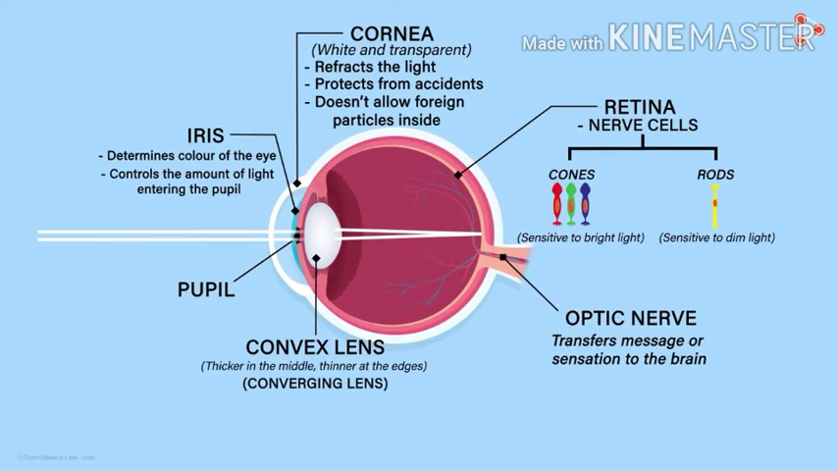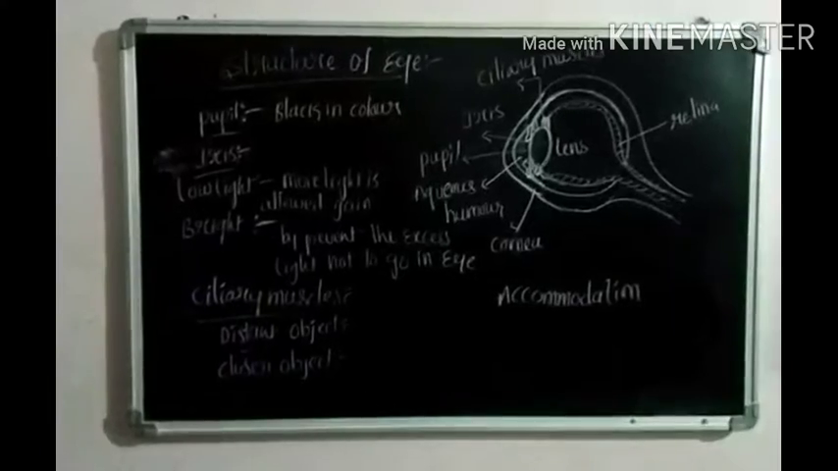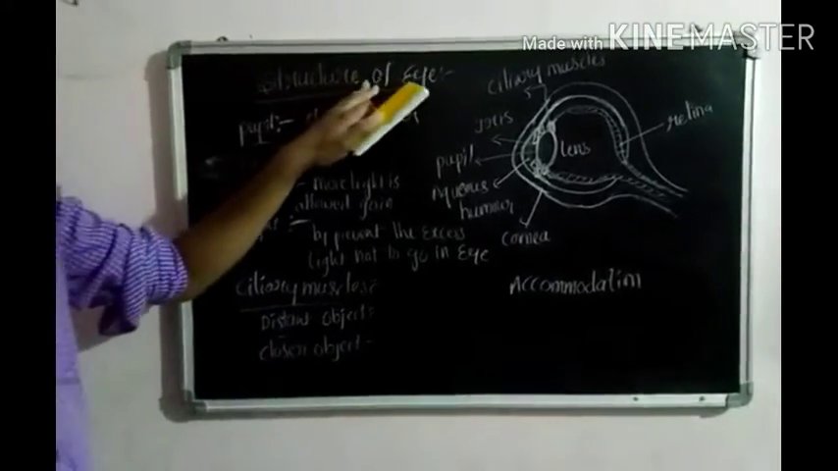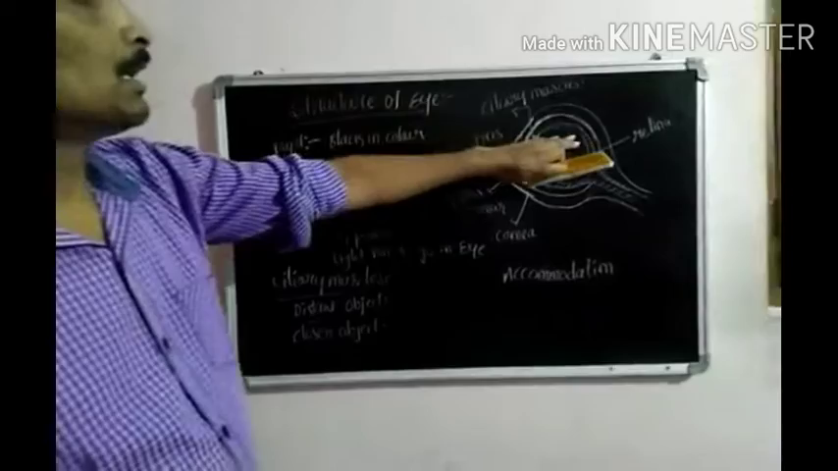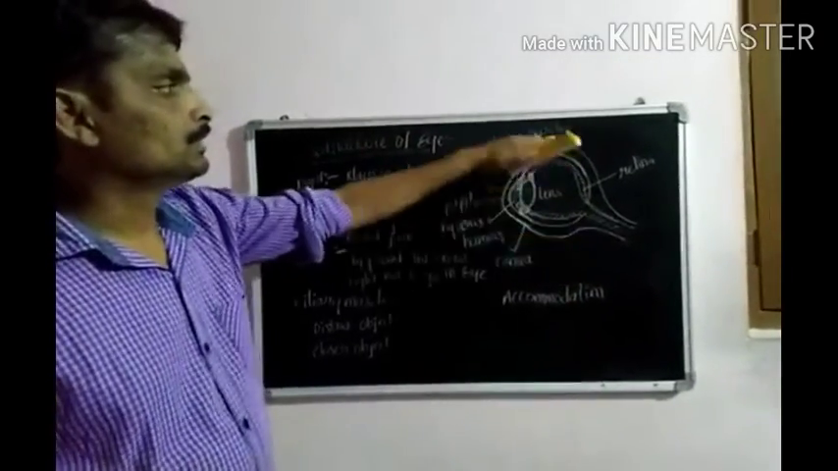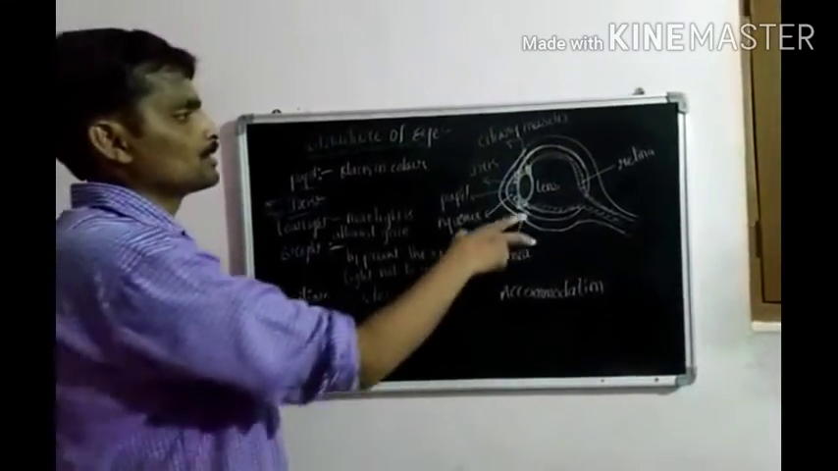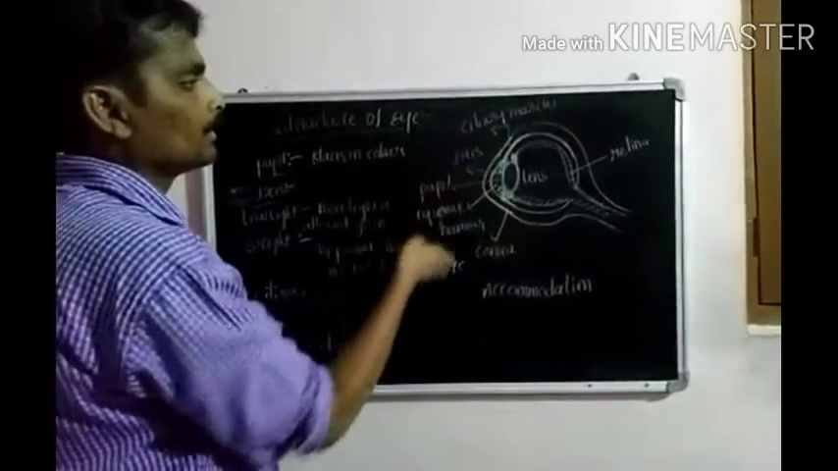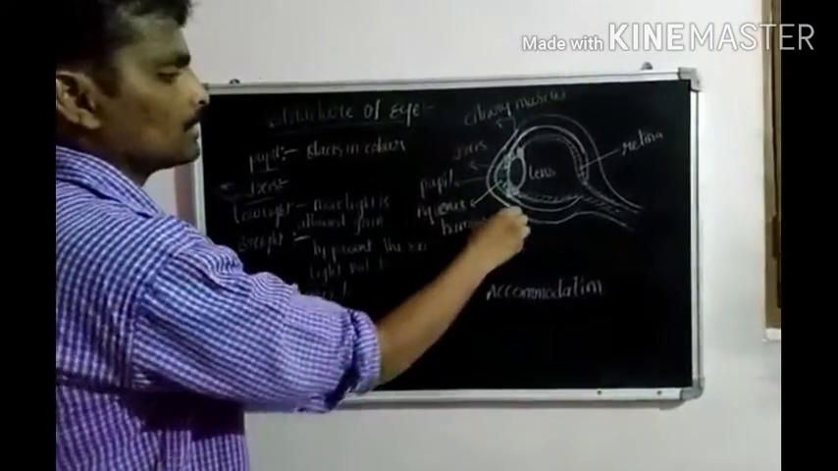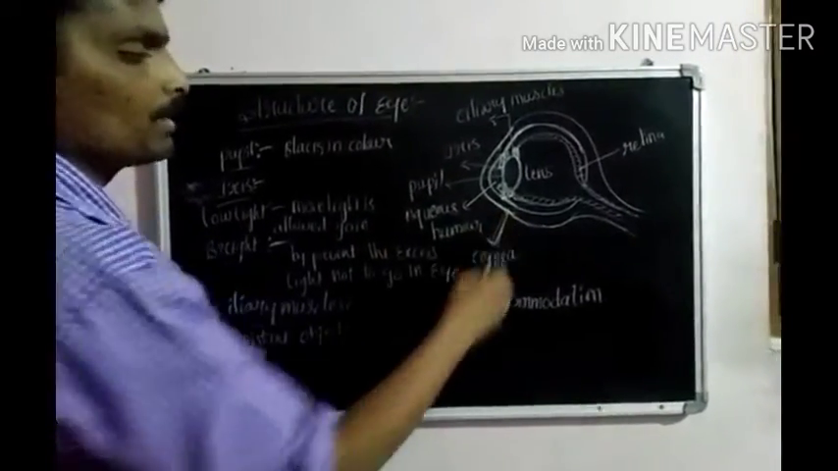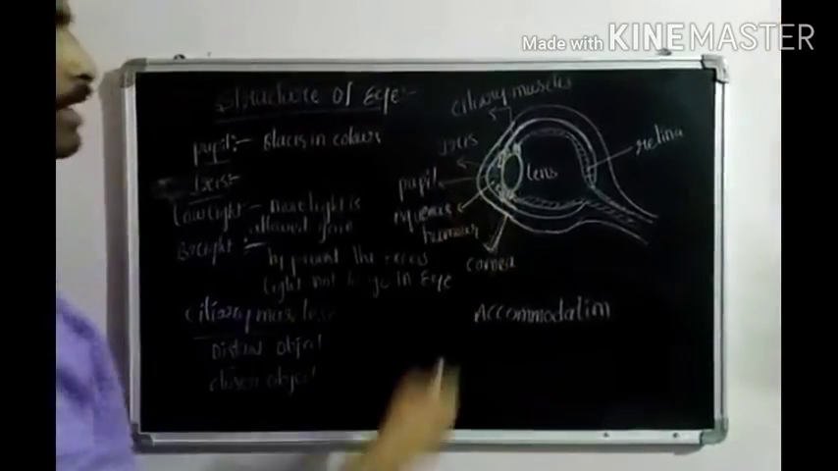There is a lot of information to digest. The next topic is structure of eye. This is a cross section of eye. Here, when we observe the cross section of eye, the first one, this bulbous portion, is said to be cornea.